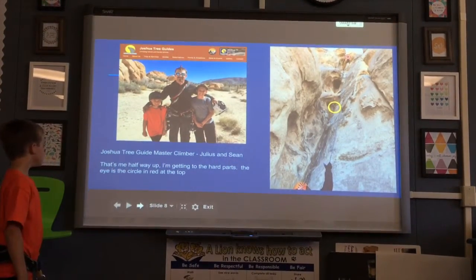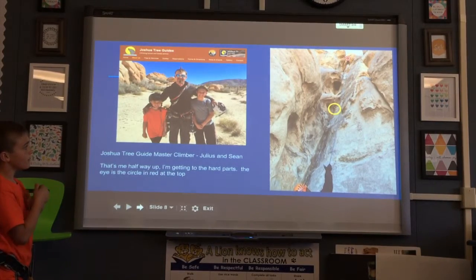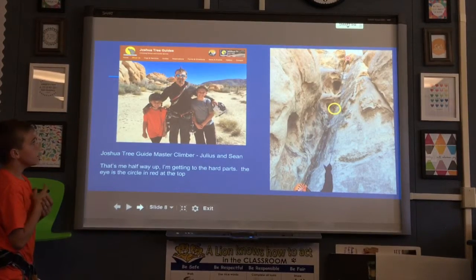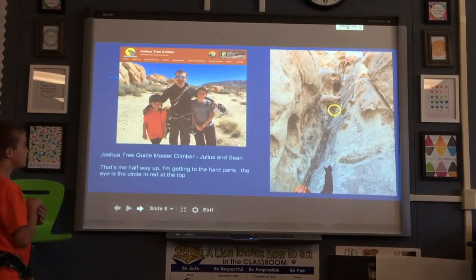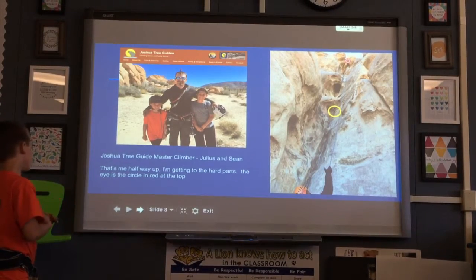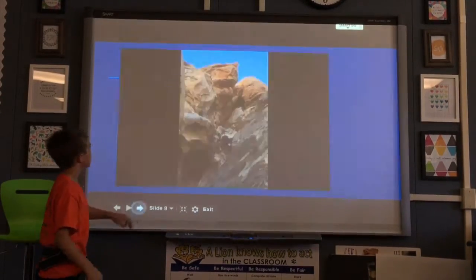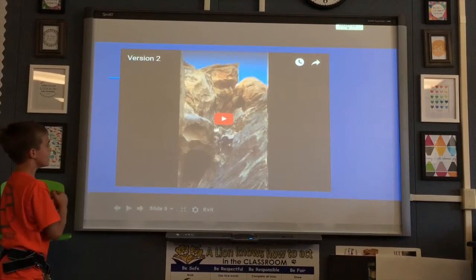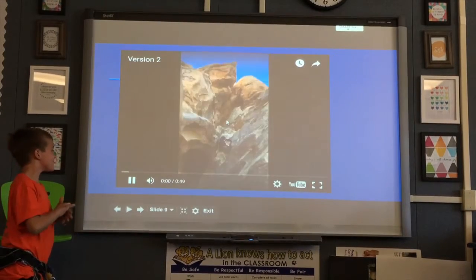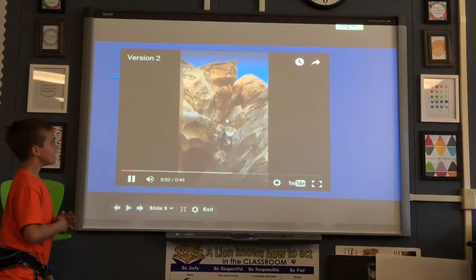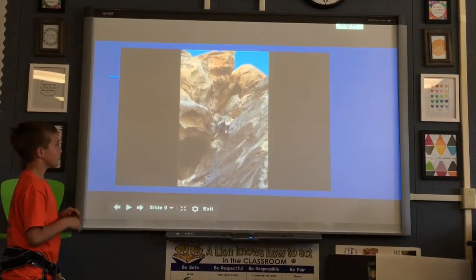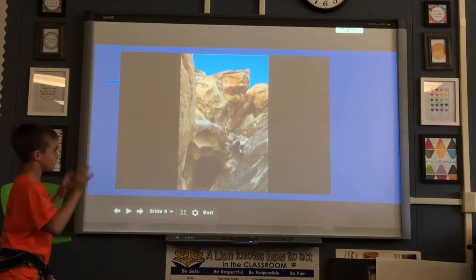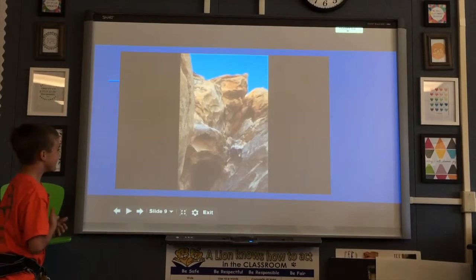He's training, and that's me halfway up in the yellow circle, and I'm about to the hard parts up by the eye, and the red circle at the top is the eye, where you can see out of it. So this is me at the hard part, and you can see I'm stuck there for a little bit trying to figure out, and I'm doing one of my favorite moves, like spider. That's what we call it.